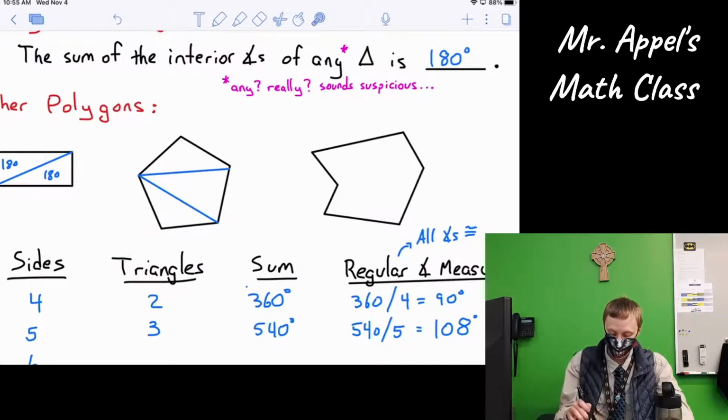Now what if it's an irregular shape? This is 1, 2, 3, 4, 5, 6. This is a hexagon. It's not a regular hexagon. In fact, it's not even a convex hexagon. It's concave. Look, it's got that dent in there. Does it still hold up? Can I still divide it into triangles?